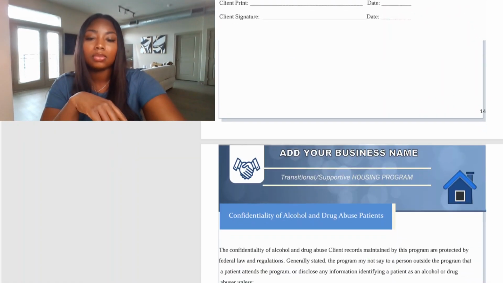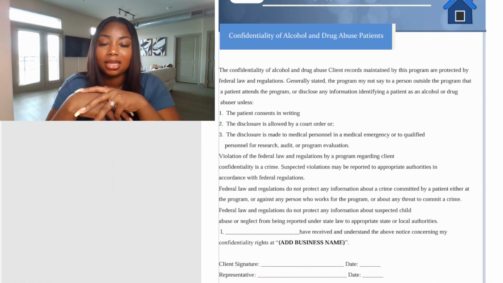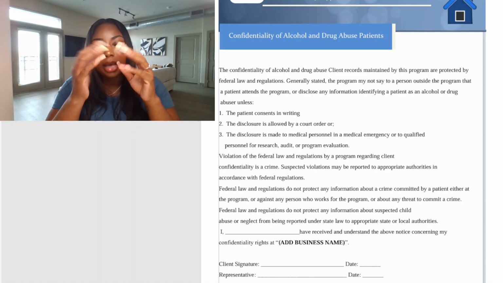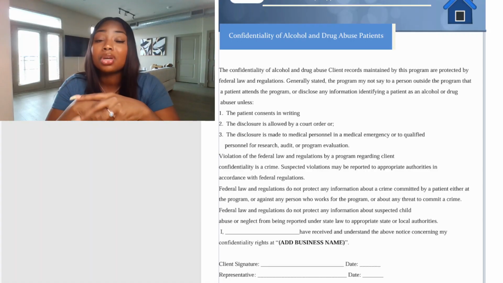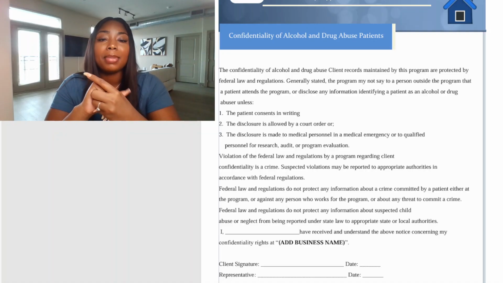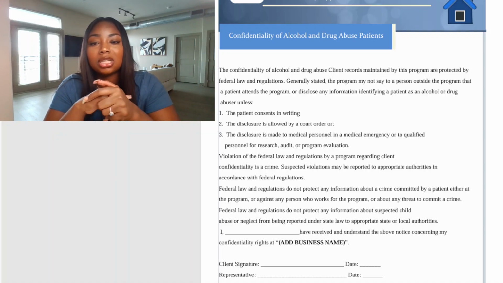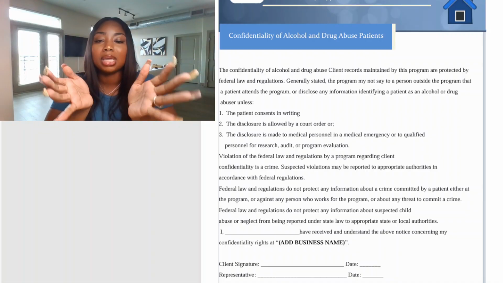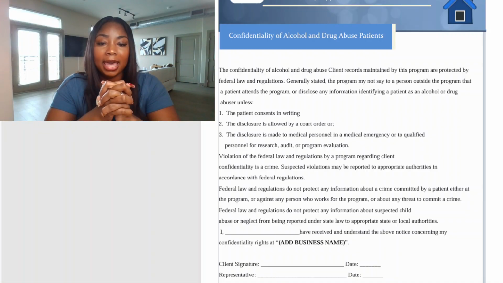Okay. Next, we have confidentiality of alcohol and drug abuse patients. I get clients who are coming from treatment programs who may have graduated and be a year clean. So I may enroll them into different programs or different groups. So this allows me to have their personal information, such as social security number, award letter if they get SSI, or different things like that. This is confidentiality of that information, so that way our clients' information is not being exposed.